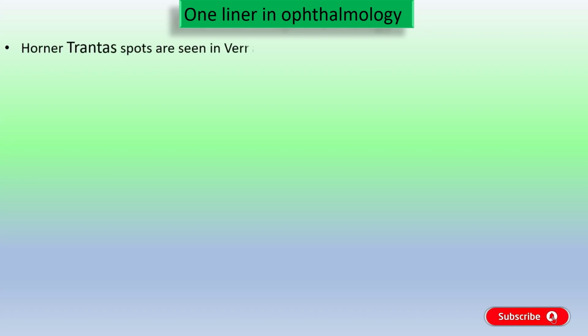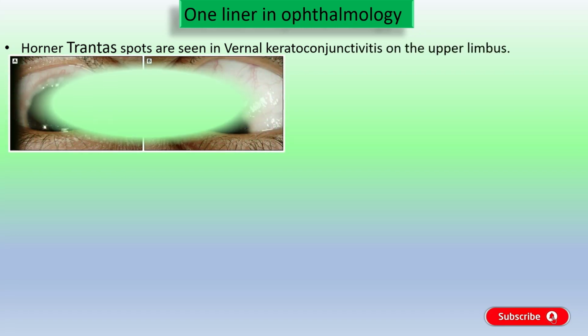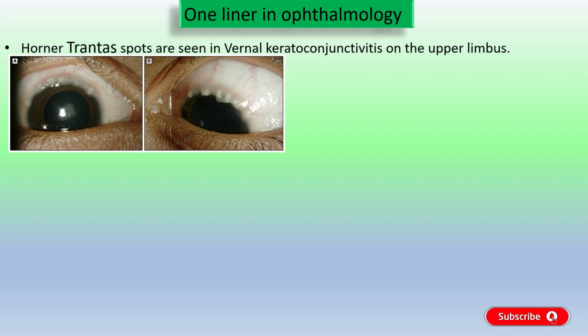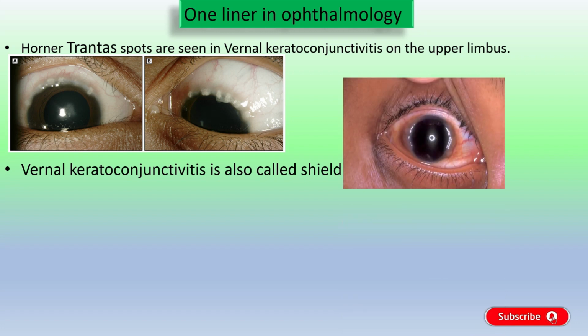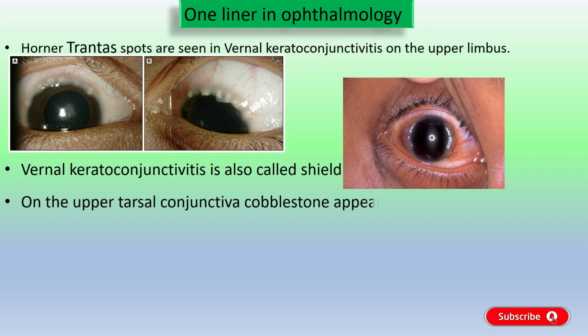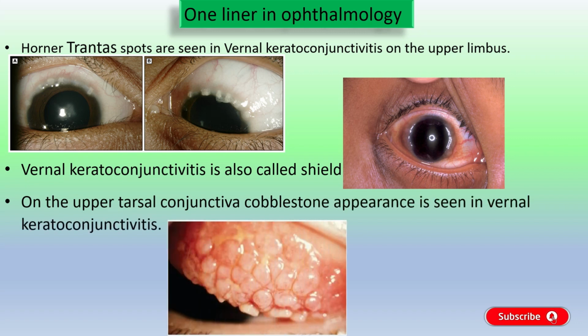Horner-Trantas spots are seen in vernal keratoconjunctivitis on the upper limbus. Vernal keratoconjunctivitis is also called shield ulcer. On the upper tarsal conjunctiva, cobblestone appearance is seen in vernal keratoconjunctivitis. Fascicular ulcer is seen in phlyctenular conjunctivitis.